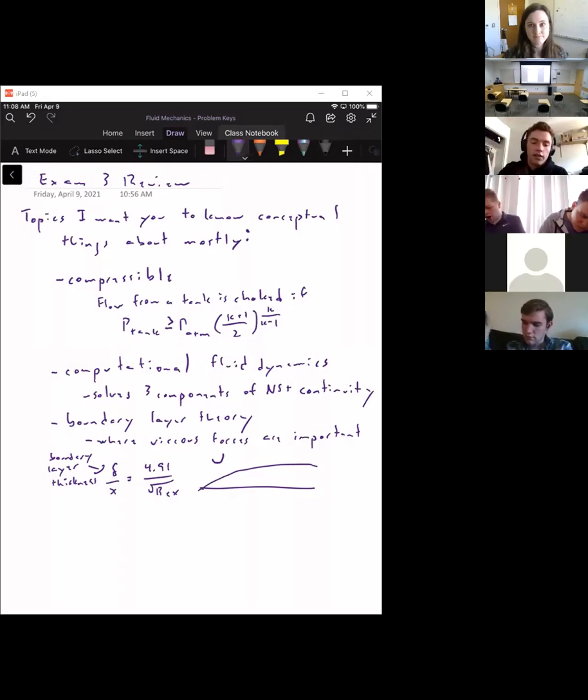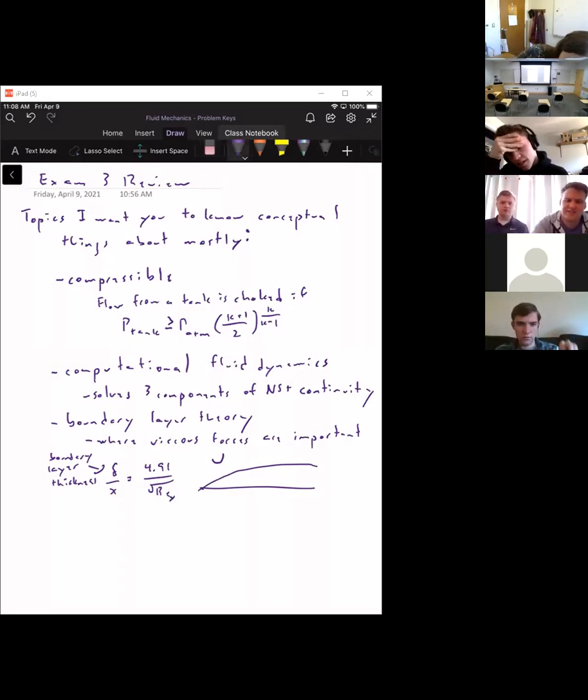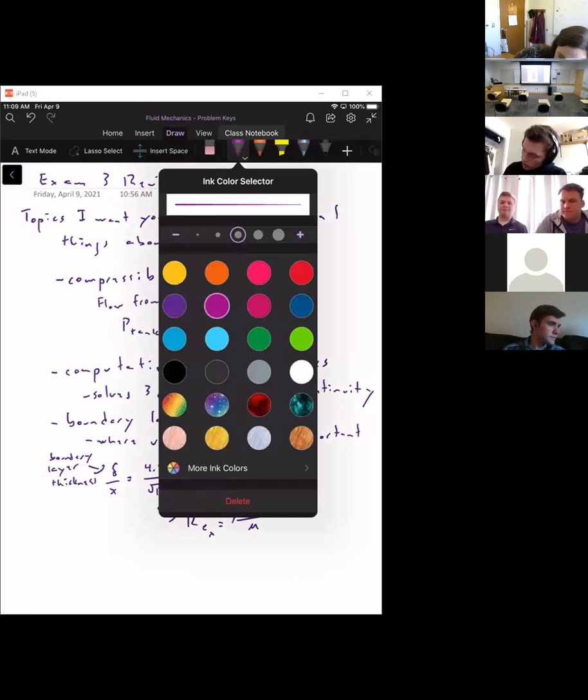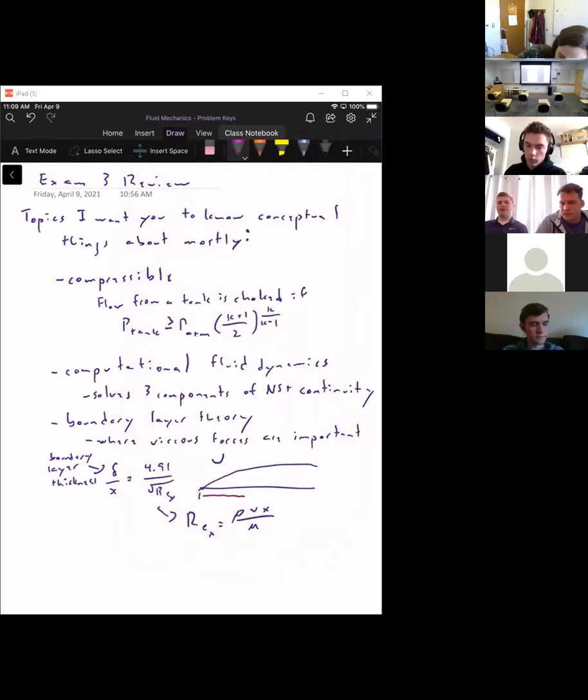Can I clarify a few things with this? Yes. Oh, that's the Reynolds number times X, right? No, that is not the Reynolds number times X. I will write it. It's Reynolds number sub X, which means rho v x over mu, where x is the length along here. So Re_x changes as you go along, which tells you how the boundary layer thickness is going to change.